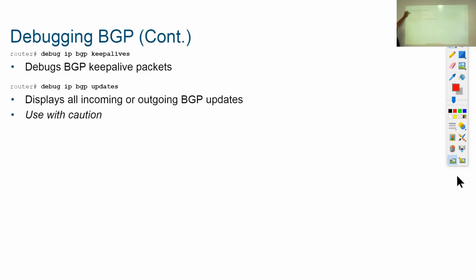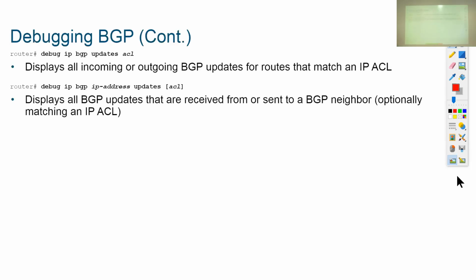We can debug BGP keep alives. We can debug just updates, okay? Only when there's a change in topology am I going to send that out, or when we first become neighbors and send out every single update we have. Now, again, I mentioned use any of these debug commands with caution because, again, they don't necessarily only debug IP. Now, these right here, where you're debugging specifically IP BGP keep alives, well, that's going to be a BGP command and only going to be looking at BGP information at that point.